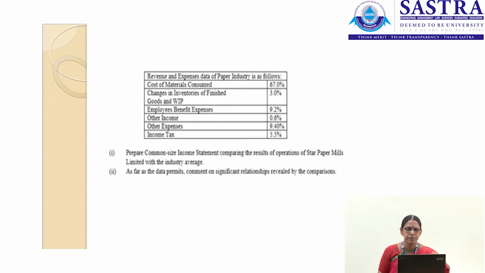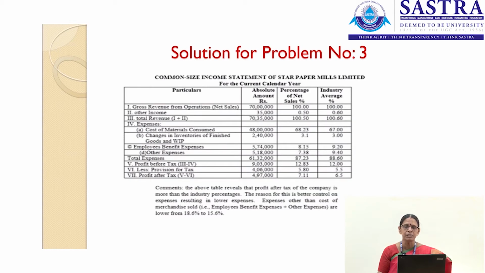Income tax is 5.5%. Now we are going to prepare a common size income statement comparing the results of the operations of Star Paper Mills Limited with the industry average. So when we say an industry, it is a combination of firms. Firm is said to be the Star Paper Mills here and industry is said to be a group of firms. As far as the data permits, comment on the significant relationship revealed by the comparison. First, we have to prepare a common size income statement for Star Paper Mills and then we are going to compare it with the industry average.